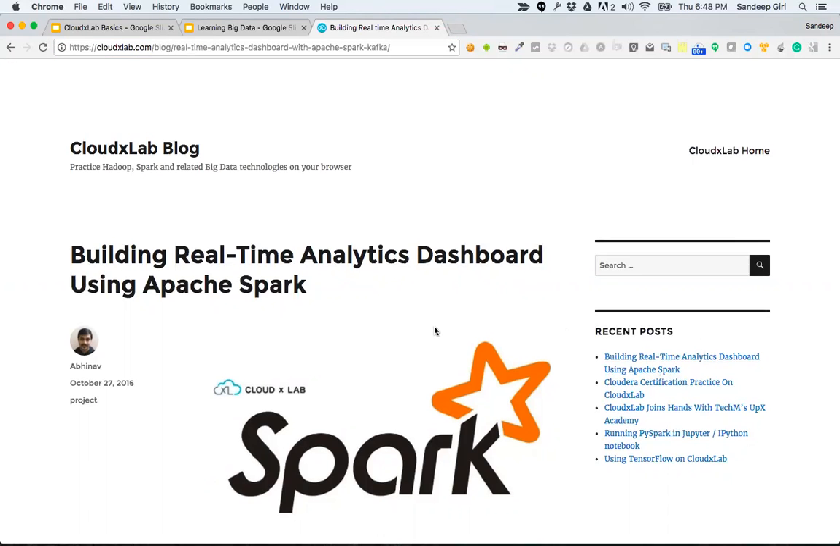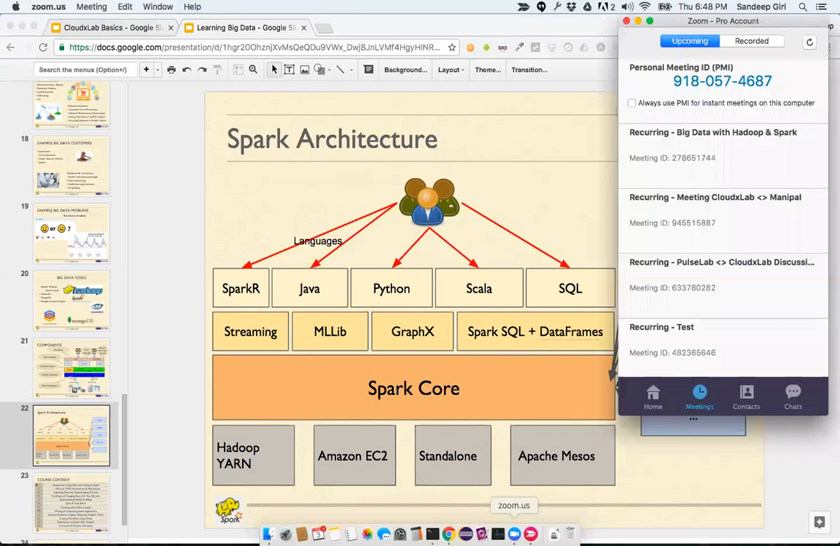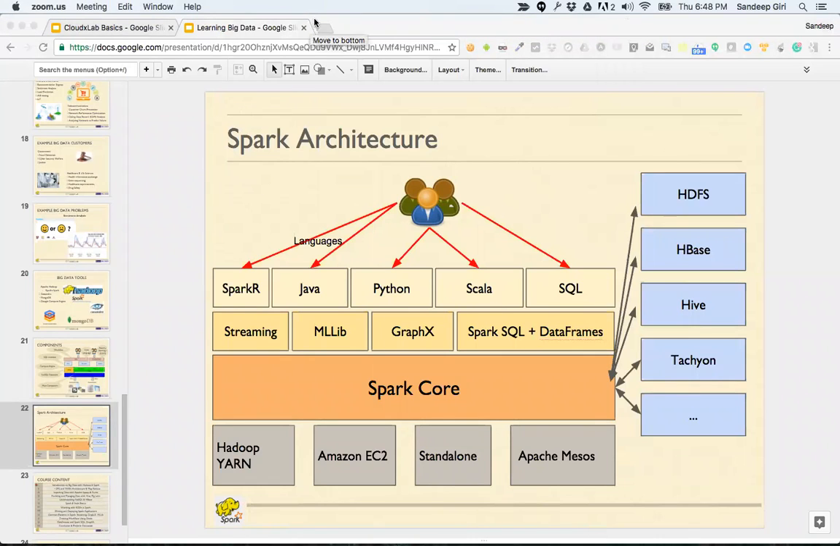You can take a look. This is a real use case of humongous data. We have done the processing using Spark. All right. Good. Good. Moving ahead.